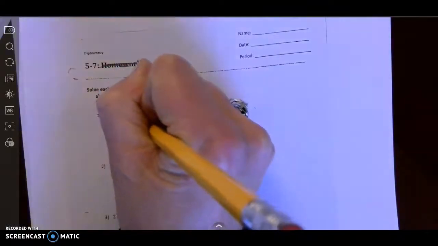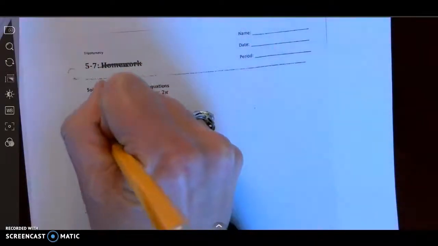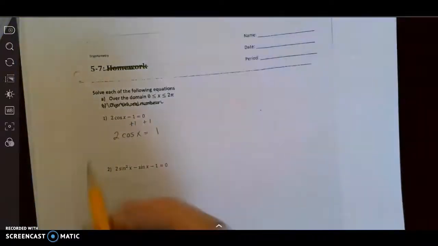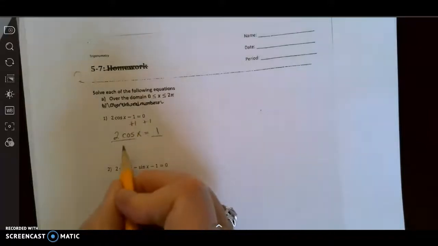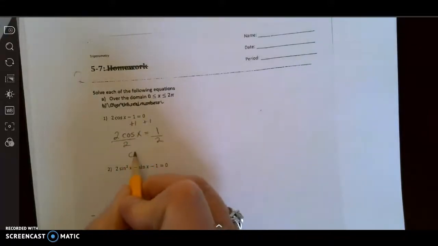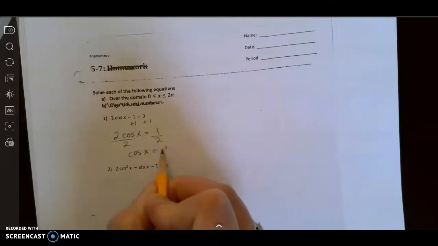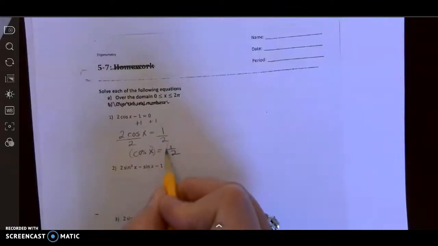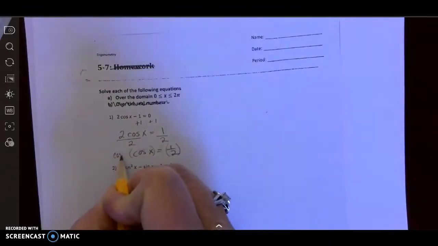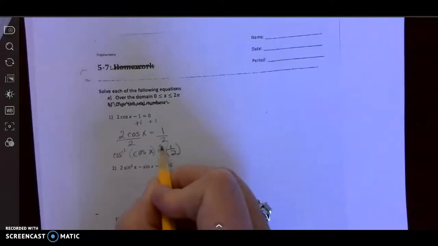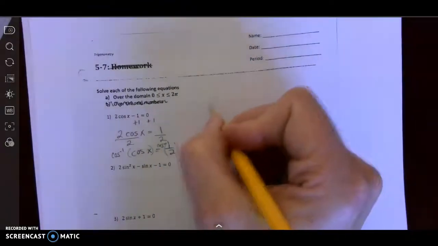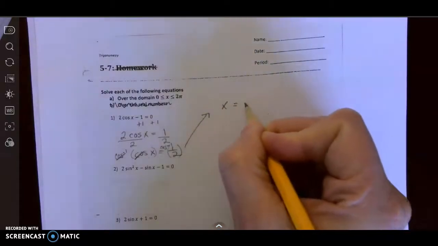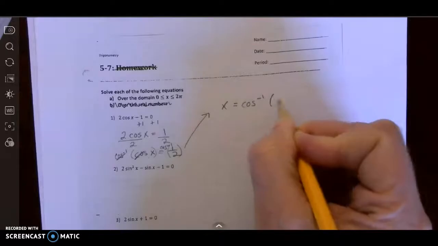We're going to add 1 to each side, and I get 2 times the cosine of x equals 1. Then I divide each side by 2, and I get that the cosine of x equals a half. So I take the inverse of each side, because I'm solving for x, and these cancel, and I'm left with x equals the inverse cosine of 1/2.